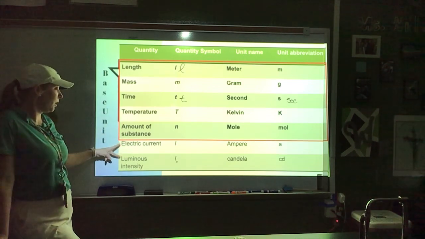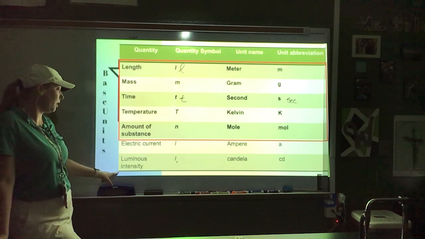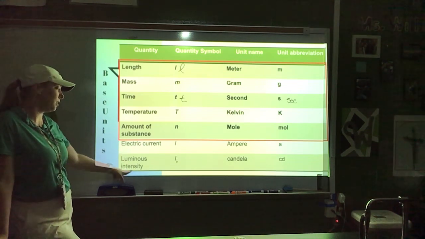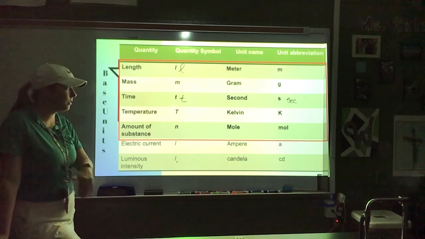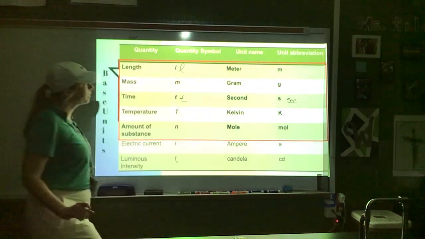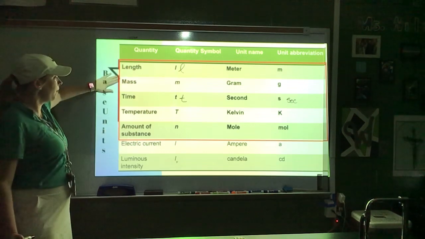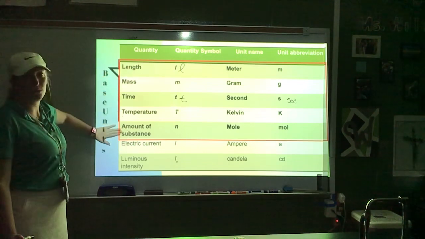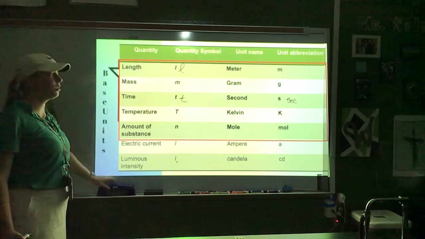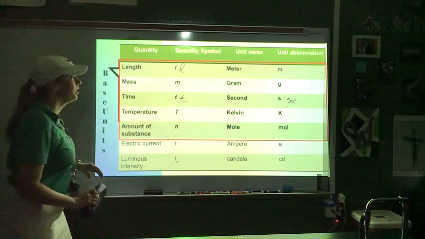We don't have to worry about these last two, electric current and luminous intensity. That is more of a physics thing, but our book has it in there. These are the main ones you'll need to know. So length, mass, time, temperature, and amount are the important ones. So make sure you have these copied down in your notes.